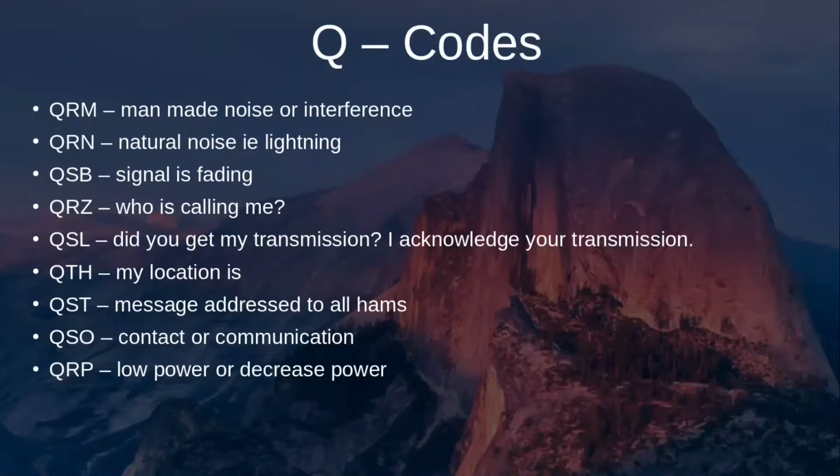QRP can have dual meanings in a sense. It can mean please lower power or lower your power, or I am transmitting low power. So QRP is typically 5 watts or less. So if a station says I'm operating QRP, they should be operating 5 watts or less.